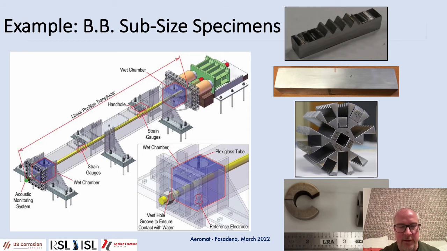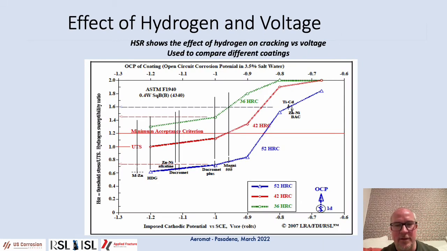scale testing did. And then on the bottom right side, I'm showing an example of a C-ring specimen that's similar and can also be used for evaluating materials to determine hydrogen embrittlement or other corrosion mechanisms, and quantitatively determine how susceptible they are. There's another important thing that's useful to evaluate, and that is the effect of voltage on hydrogen embrittlement. So the HSR, which is the hydrogen susceptibility ratio, really shows the effect of hydrogen on how cracking occurs. And in this case, we're using it in comparison with voltage.